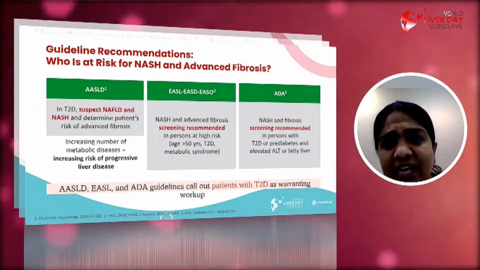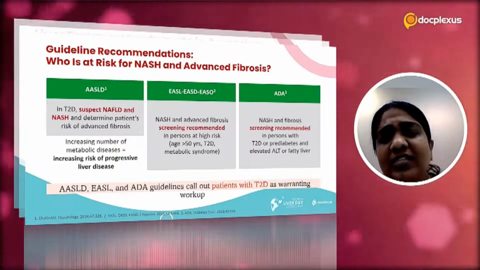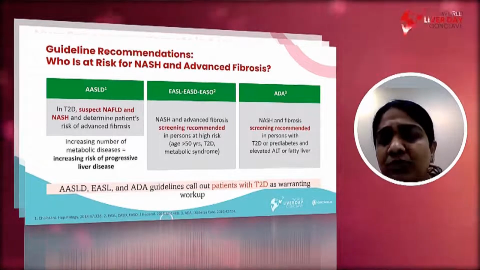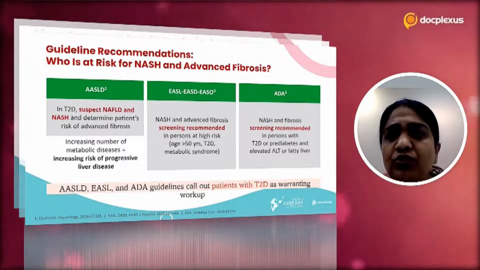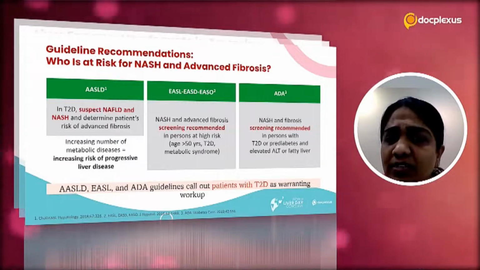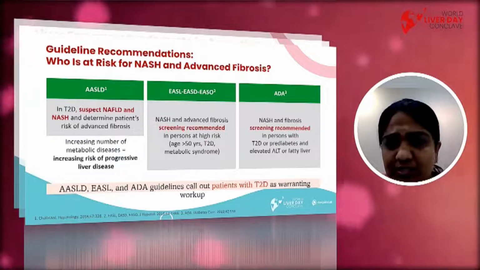Whereas the EASL guideline says that anybody who is at higher risk, for example age more than 50, or a patient with diabetes and metabolic syndrome, NASH and advanced fibrosis screening is recommended in such patients.